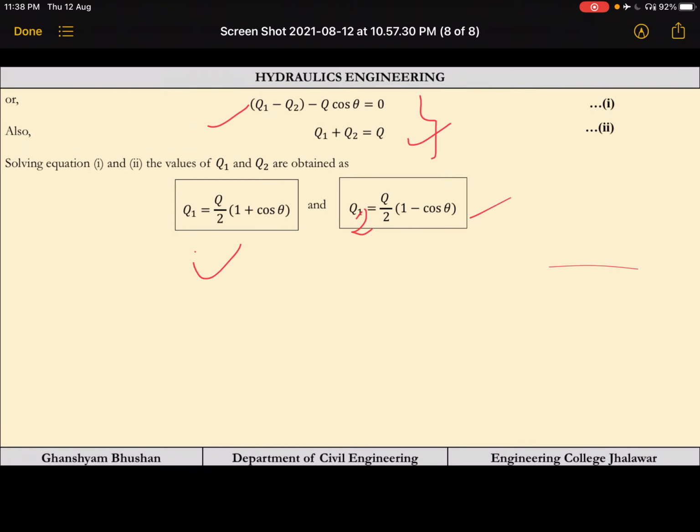In this way the mass is divided when the jet is striking an inclined plate.